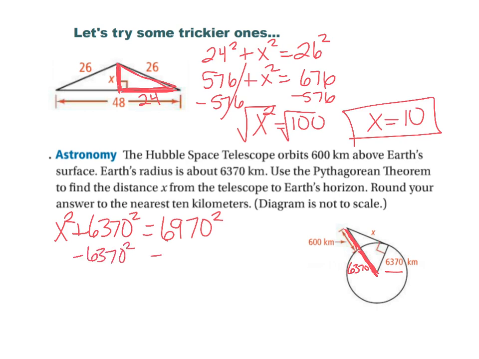I am not even going to write what that is squared. I'm sure it's huge. I'm going to go straight to my calculator, and I'm just going to take 6970 squared minus 6370 squared, and it's still huge even after I've subtracted. I get 8,004,000. But that's just x squared, so now I need to square root that.